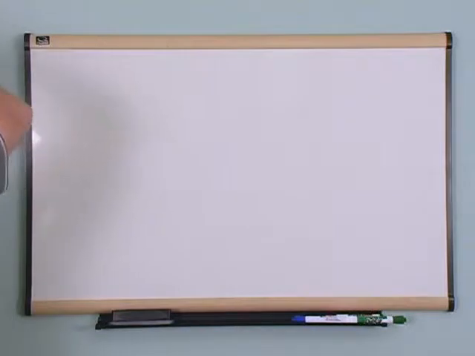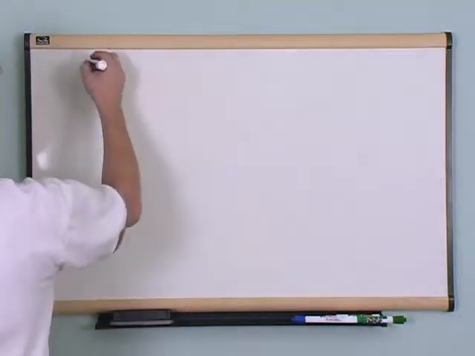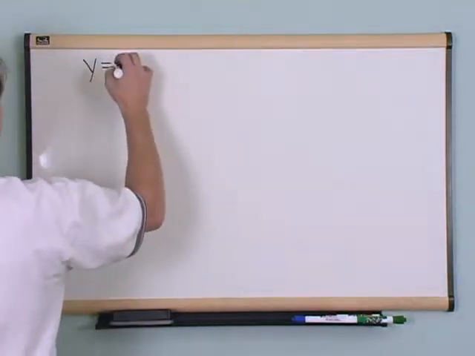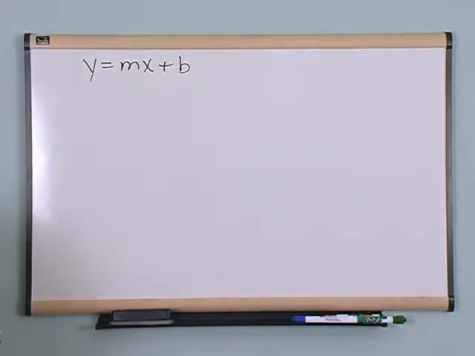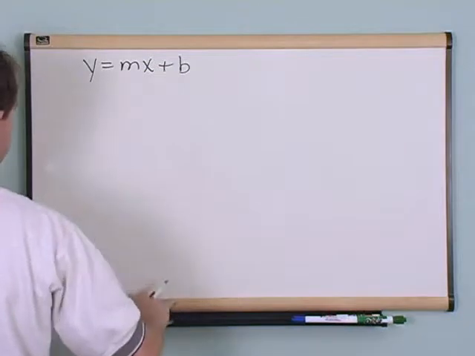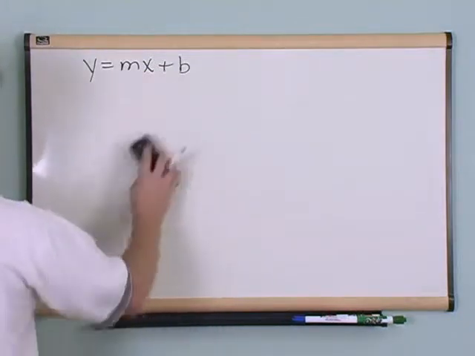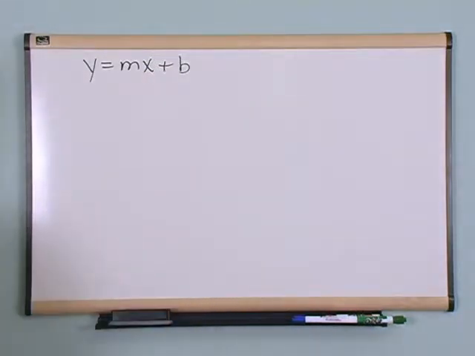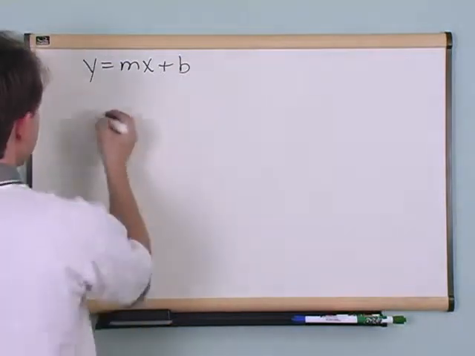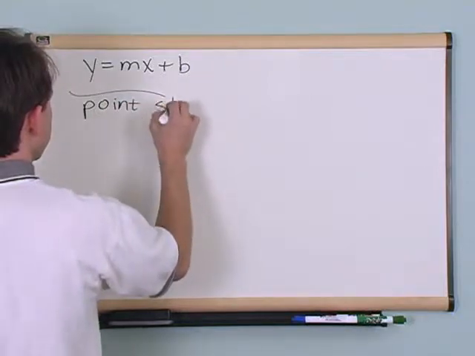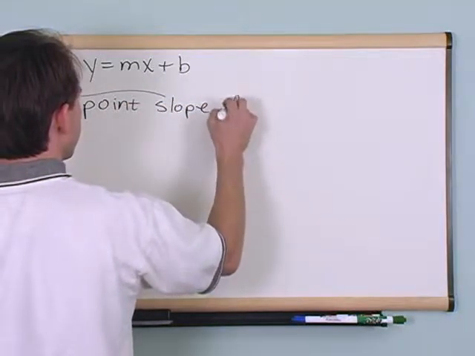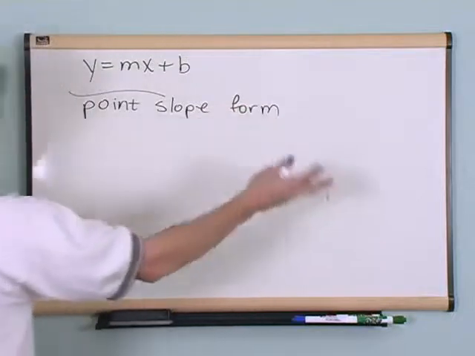Let's go ahead and move on to something a little bit different. The next thing I want to talk to you about is, we've talked about the equation of a line. We've said one equation of a line is mx plus b. That's really the most common form of the equation of a line. There is a different equation of a line that sometimes is very useful, and that's called the point-slope form of the equation of a line.